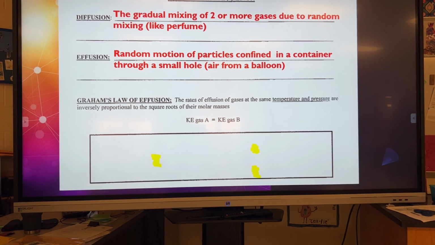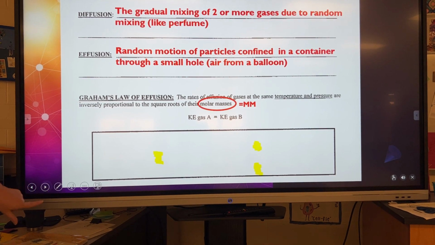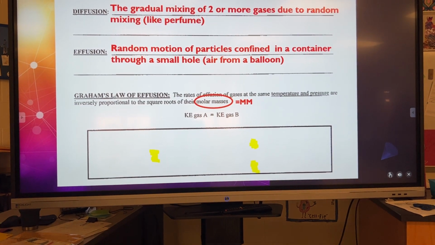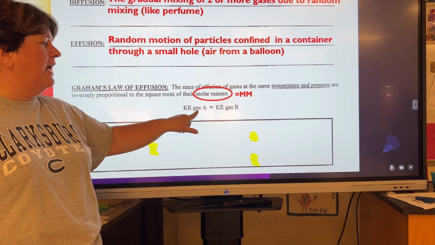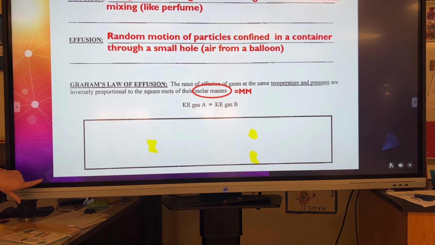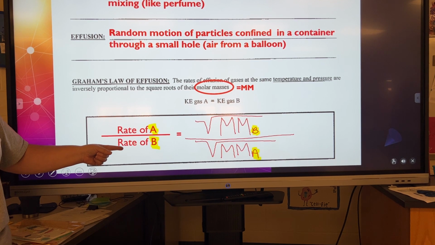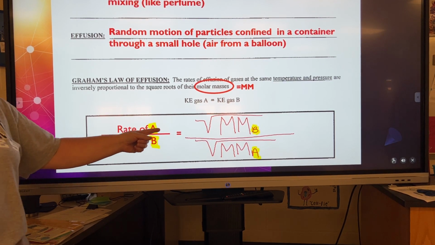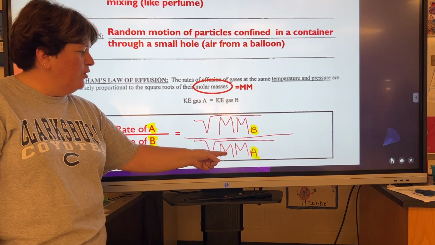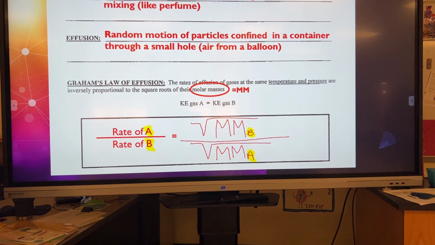Well, gases move depending on their molar masses. Okay, so we're going to use capital MM for molar mass, and I can look at the kinetic energy of gas A as being one gas and the kinetic energy of gas B, and we've got an equation here. The rate of gas A over the rate of gas B equals the square root of the molar mass of B over the square root of the molar mass of A. So notice that they're opposites of each other, right? I highlighted that there.